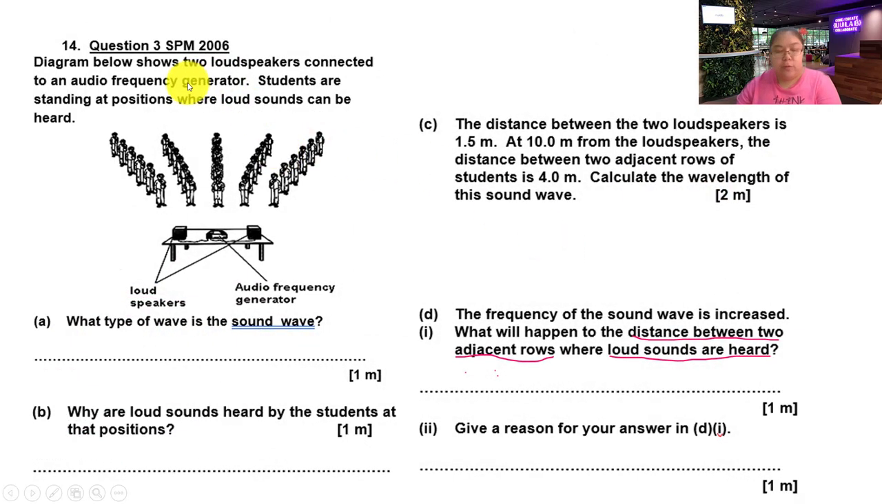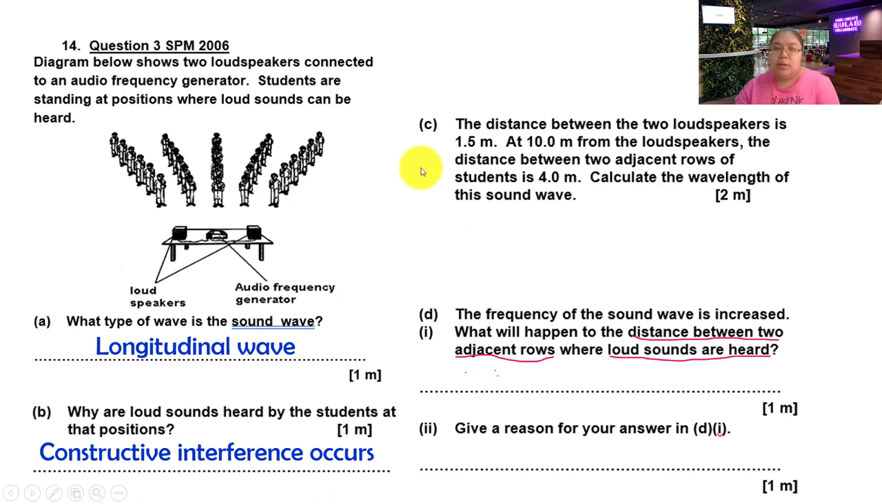Question 14, about the light also. That one is still the same. There's a sound wave. You can see the sound wave. What type of sound wave? Again, it's longitudinal. Why is the louder sound heard by the student at this position? Because this position is all constructive interference.